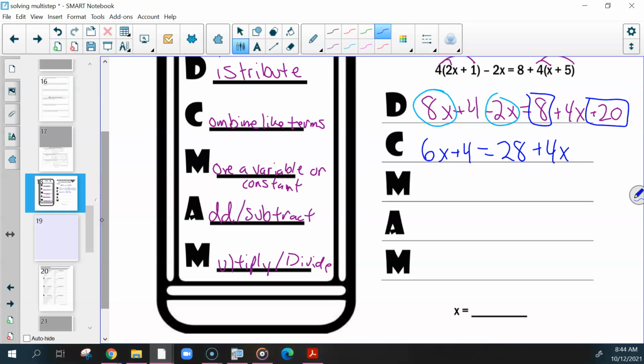But which of these terms do we want to move? 6x, 4, 28, or 4x? Pick any of those four. Which one? The 4? Okay. So if we're moving this 4, when we move things, we are adding or subtracting it to the other side. So we're going to subtract this to the other side since it's already a positive.